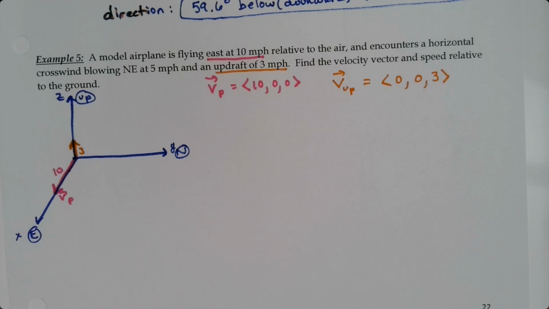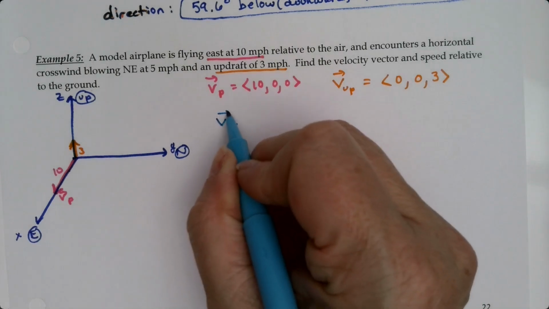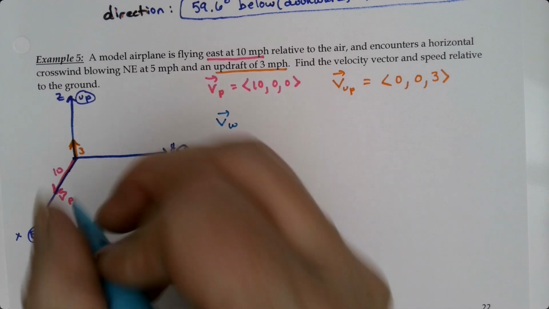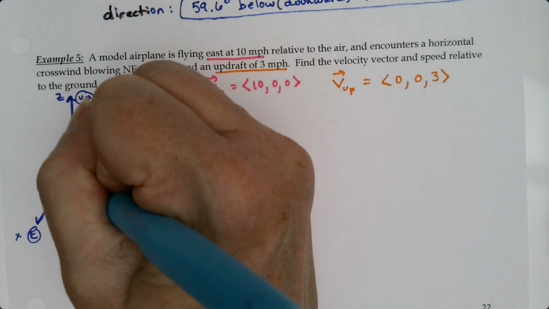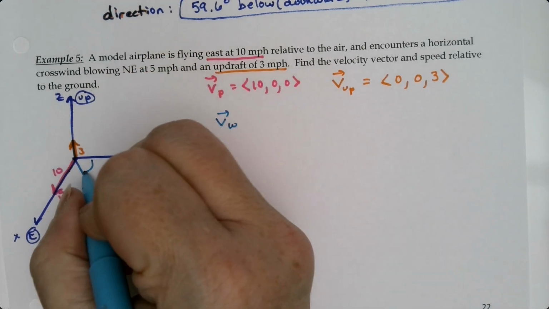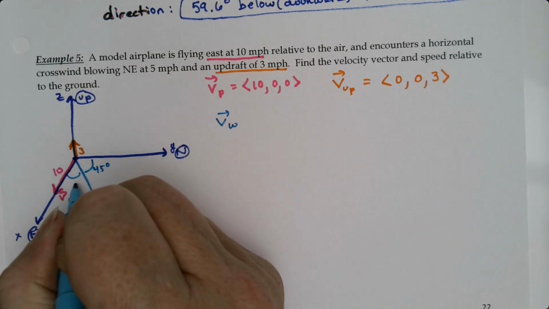Okay, now the most complicated part is the velocity with respect to the wind. So the velocity with respect to the wind is given to us without you realizing it. It's blowing northeast, so that's this direction. So that's northeast. It's got a 45-degree angle here, or 45-degree angle here, whichever way you want to think of it.